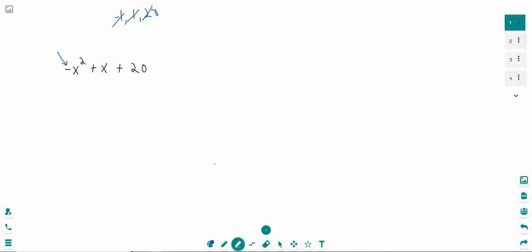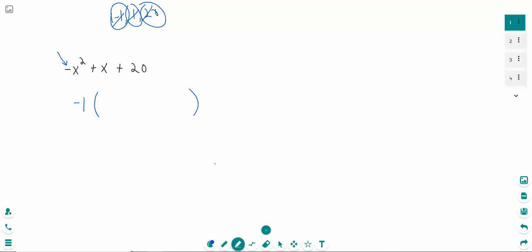And what I'd want to do is get rid of this negative sign. That's what I don't like. That's what I'm not used to. So what I'm going to do is factor out a -1. I'm going to factor a -1 out from all of these terms. -1 is a common factor. -1 can go into -1, -1 can go into 1. Or I should say 1 is a common factor.